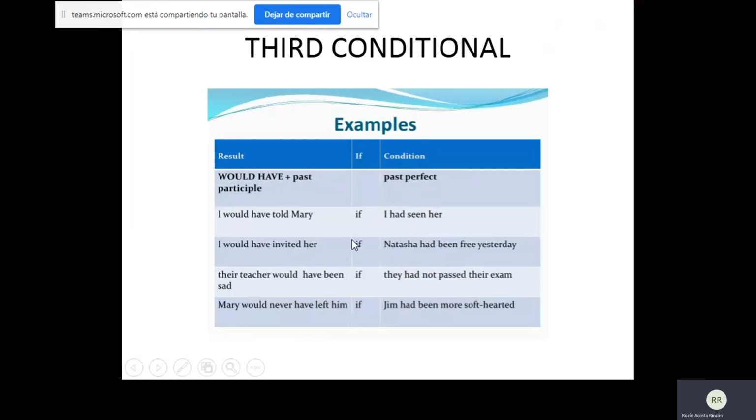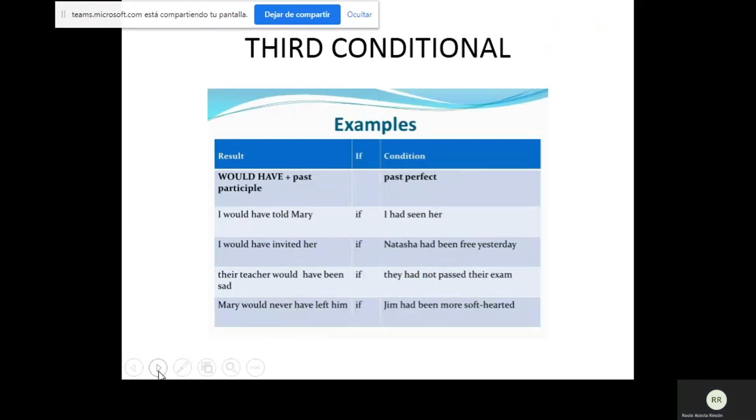Yes, so we are changing the construction by inverting the clauses without a comma, but we still use, in this case, the modal verb would, the auxiliary verb have, the participle of the verb, and we keep in the if clause, of course, the word if, and the past participle of the past perfect tense.